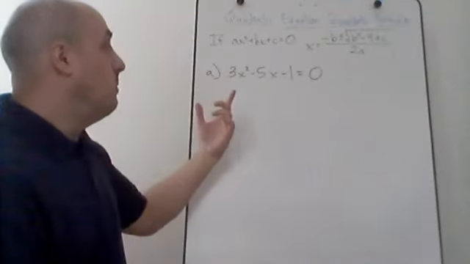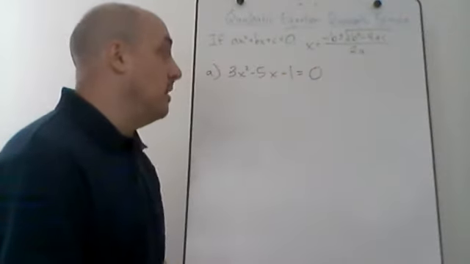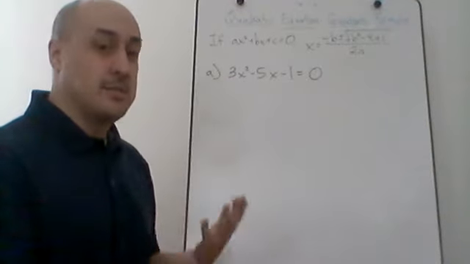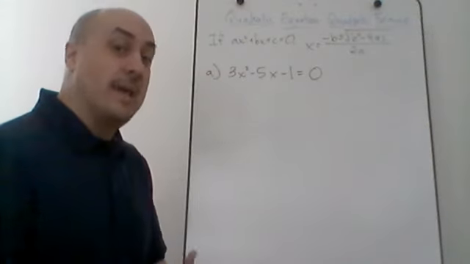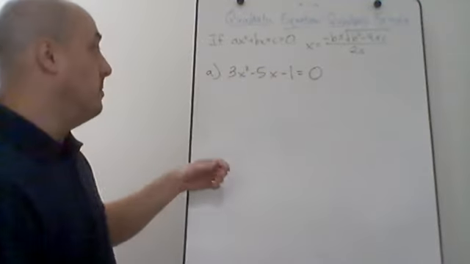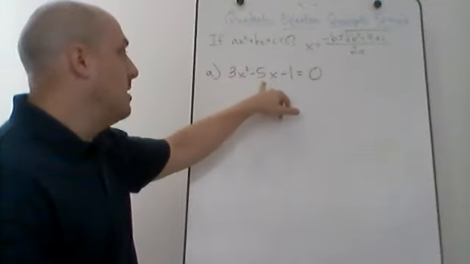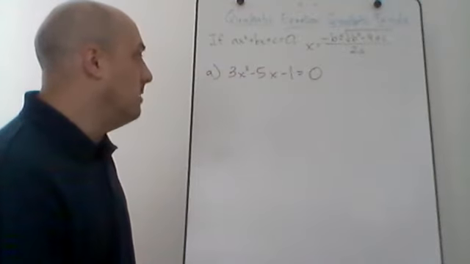Once you have it in the right form, all you do is plug in the numbers for a, b, and c into that formula, and then do the arithmetic to simplify it as much as you can, and that gives you your solution to the equation. So let's use the quadratic formula to solve a few equations. I put the first one up already. We have 3x squared minus 5x minus 1 equals 0.